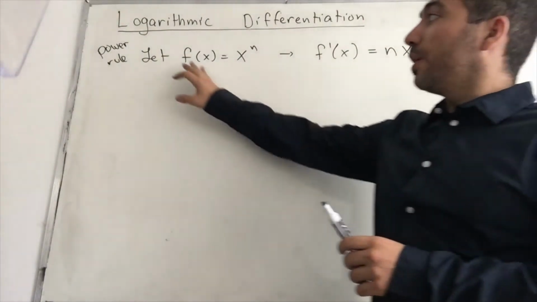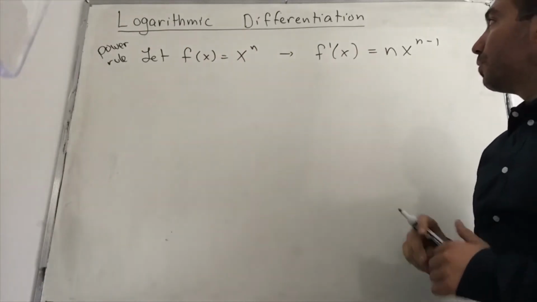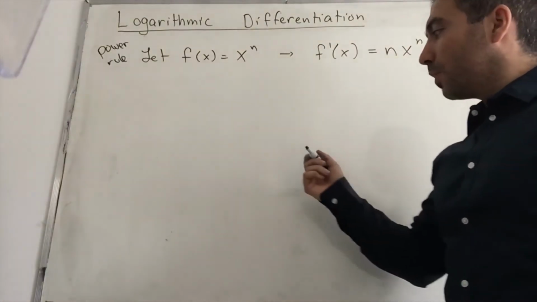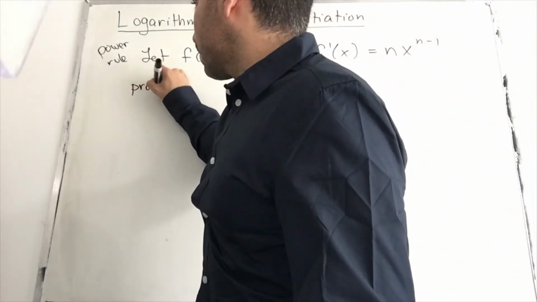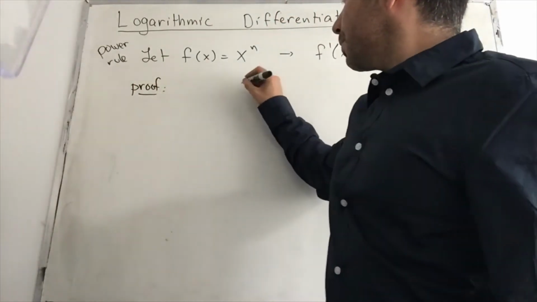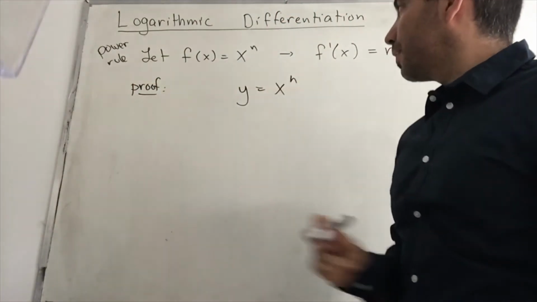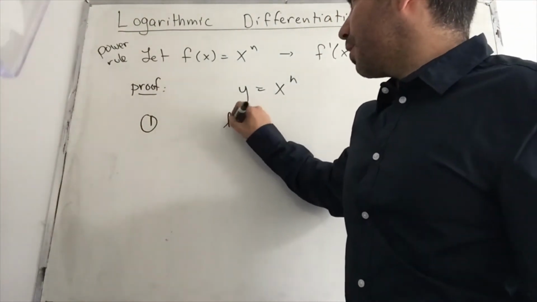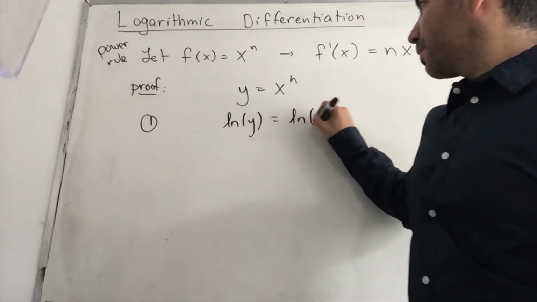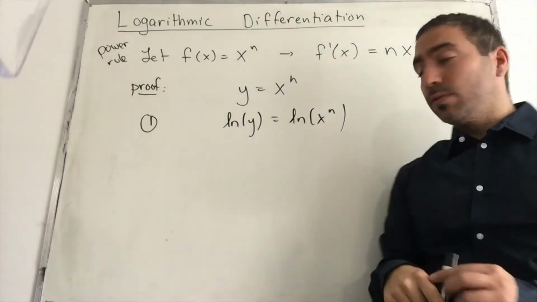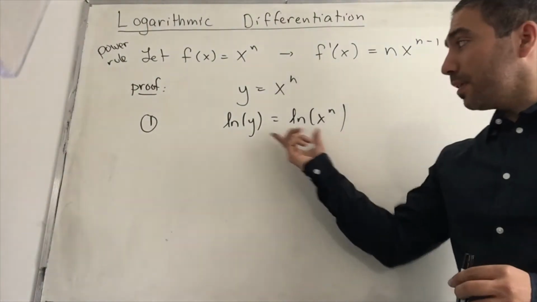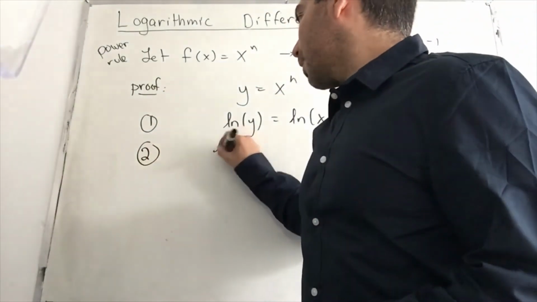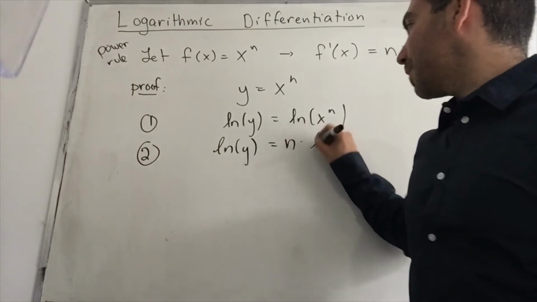So let's go ahead and do this. If f of x is equal to x to the n, let's prove its derivative is n times x to the n minus 1, where n is any value. So, proof. We have y equals x to the n. We begin step 1, taking ln on both sides. Step 2, using our log properties to simplify this. In this case we have an exponent n, let's drop it in front. So step 2, ln of y equals n times ln of x.